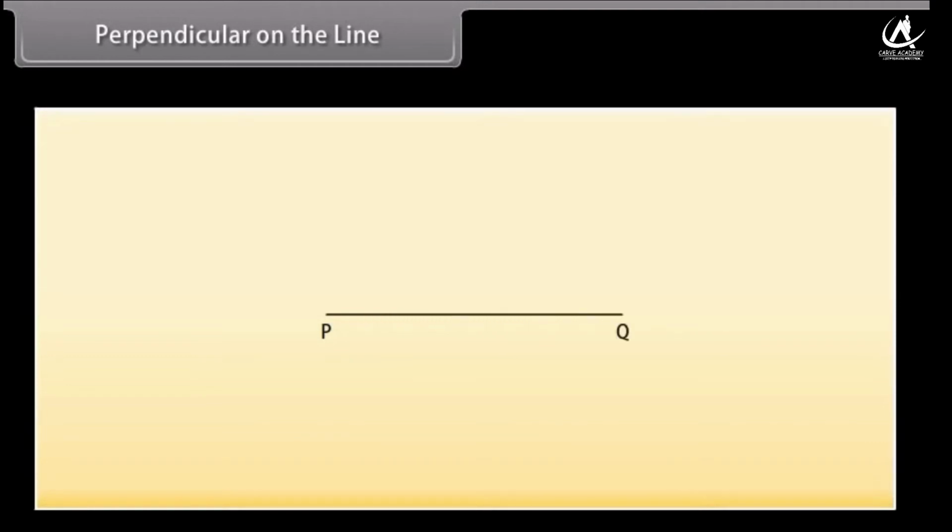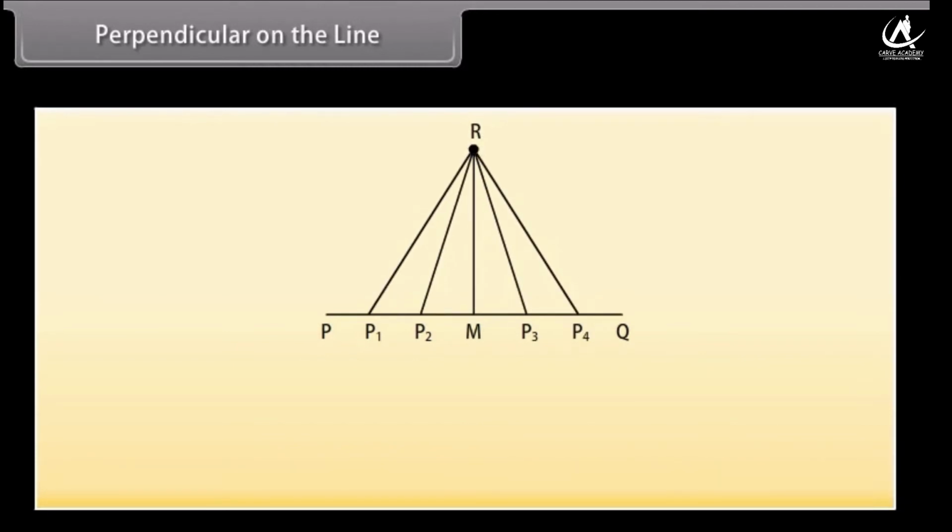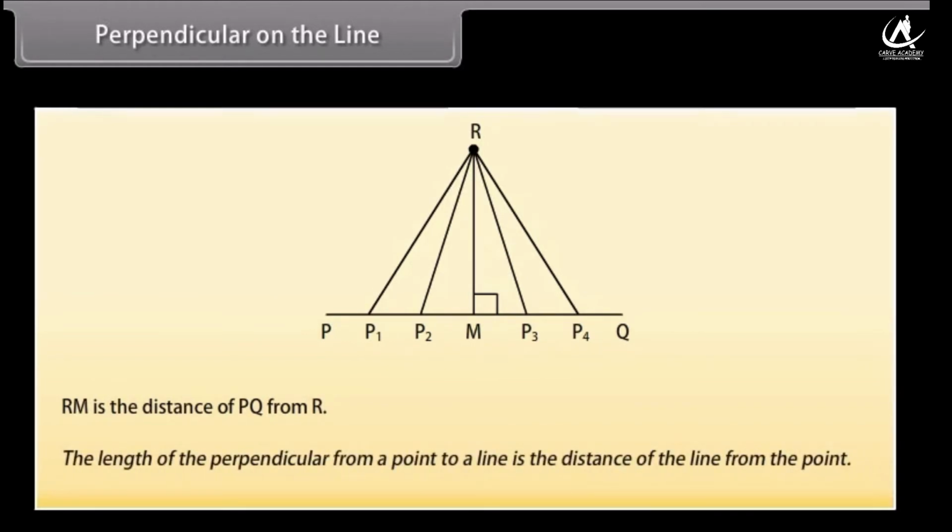Perpendicular on the line. If we take a line PQ and a point R outside it, we know that there are an infinite number of points on the line, say P1, P2, M, P3 and P4. Join these points to the point R. We can see that RM is perpendicular to PQ. Then RM is the distance of PQ from R. Or we can say that the length of the perpendicular from a point to a line is the distance of the line from the point.